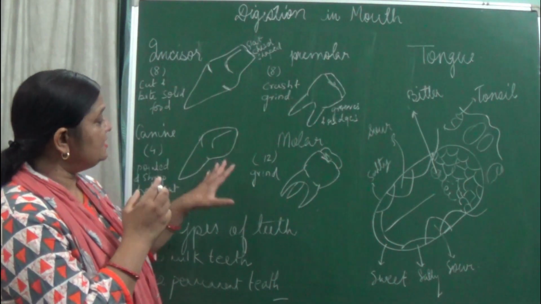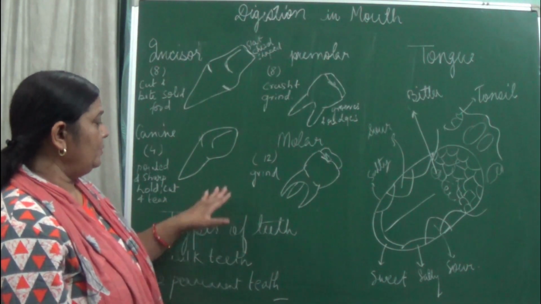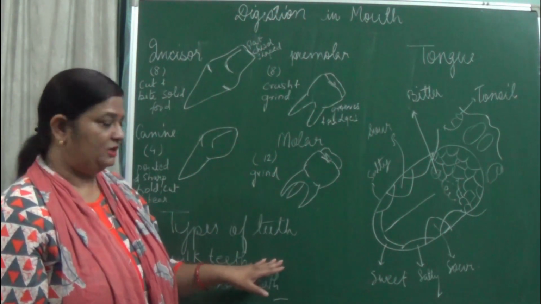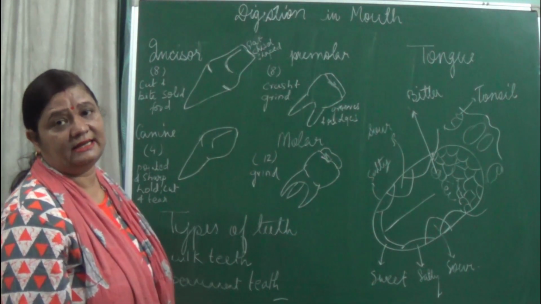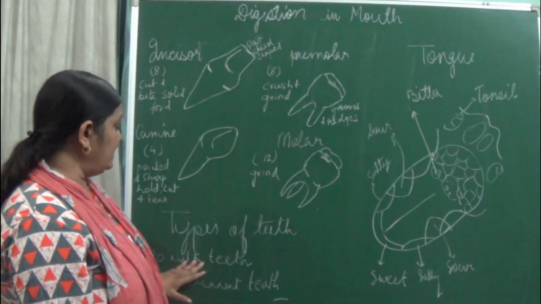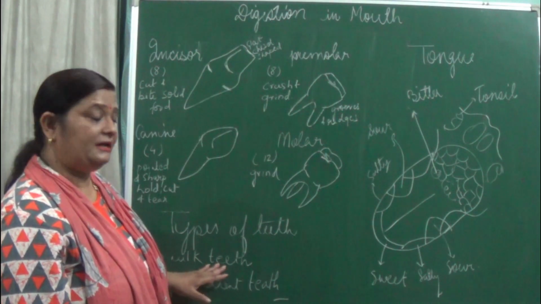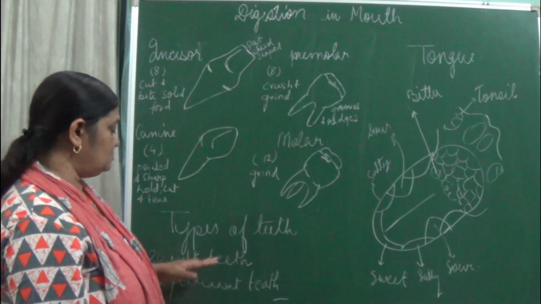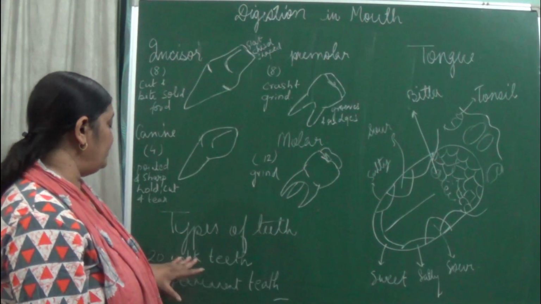Now, there are 2 sets of teeth in the life of human beings. First is the milk teeth and the second is the permanent teeth. Milk teeth are present in infants, small children.